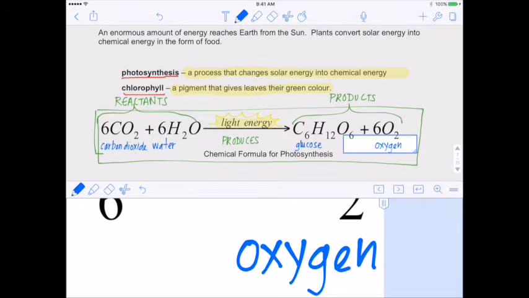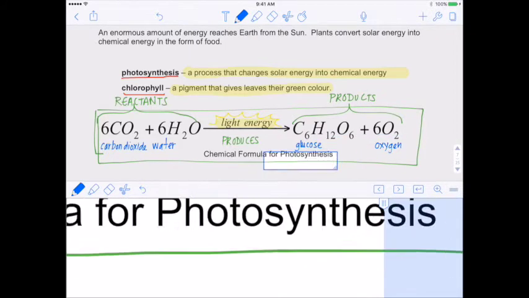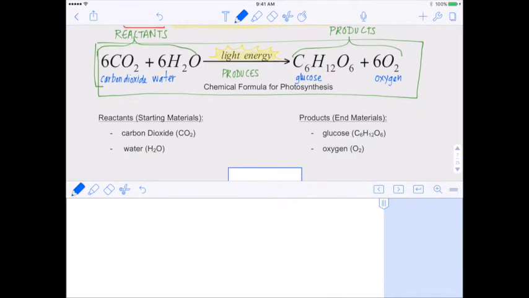And this process takes place in the cells of plants. In the table below, we have a summary. And this summarizes the starting materials and the end materials, or the reactants and the products of photosynthesis.